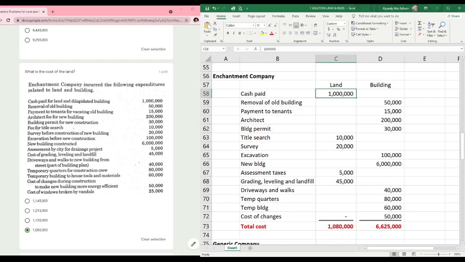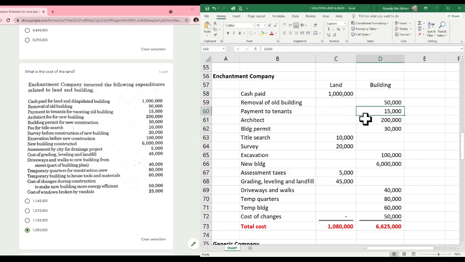Next, removal of all buildings. So what is the purpose? As you can see, there is a new building constructed. So it is assumed that the purpose of this one is to make room for the construction of the new building, so under the building. Payment to tenants for vacating old building. So what is the purpose? Why did we let the tenants vacate? That is because we have to construct a new building, so we put it under the building. If the reason for letting these tenants vacate is to prepare the land for its intended use, then it will be under the land. But in this case, there is a building constructed, so it will be under the building.